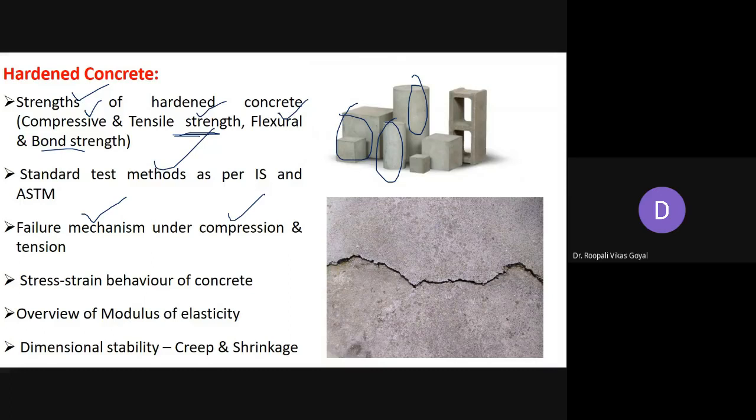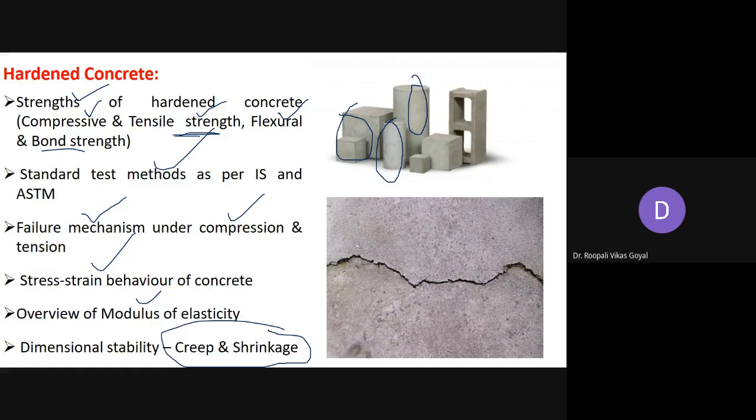Then you should also know the failure mechanism under compression and tension. Whenever we are applying load to check the strength of concrete, we should know how it will fail under compression as well as under tension. Then the stress-strain behavior of concrete, that we will discuss. Then an overview of modulus of elasticity is included. And dimensional stability, basically the phenomena of creep and shrinkage.